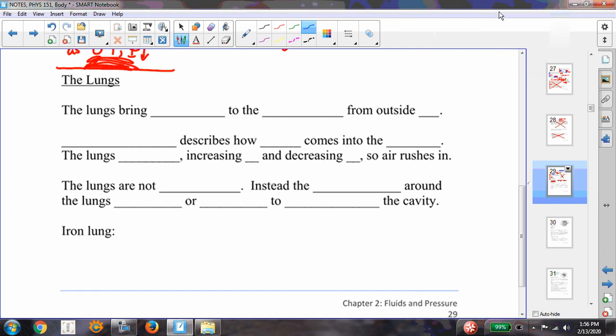Okay, so this is just the last few sections of chapter 2. The lungs bring oxygen to the blood from outside air. And Boyle's law will describe how air comes into the lungs.